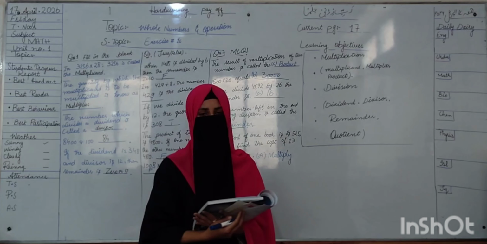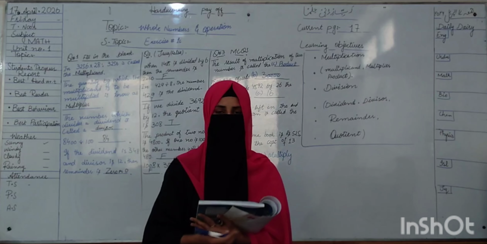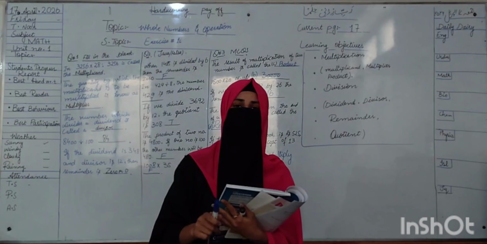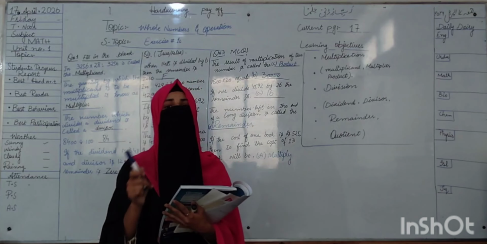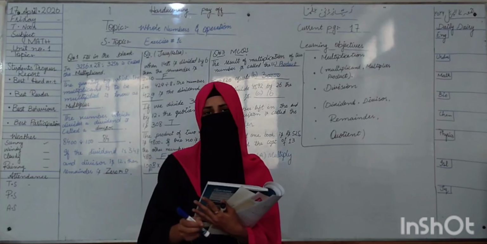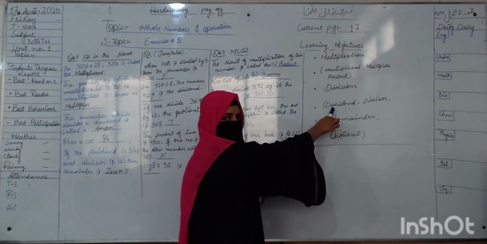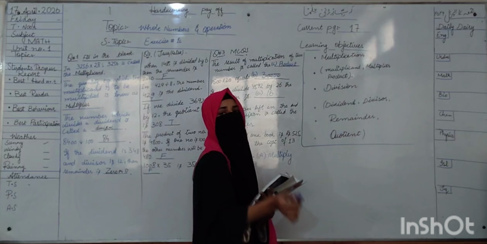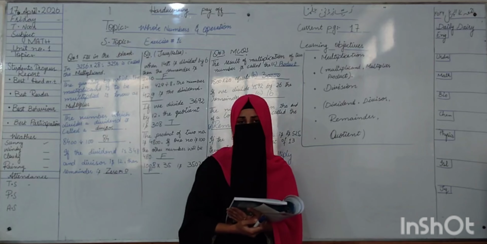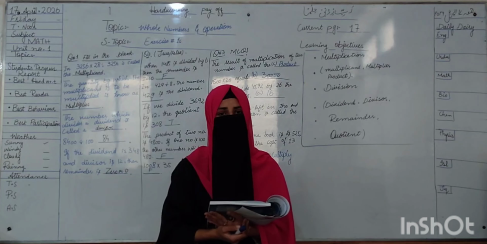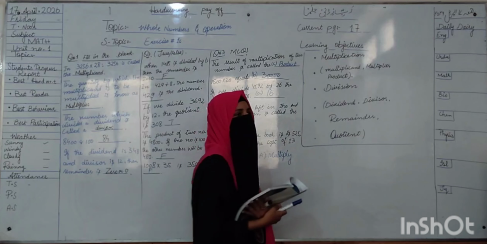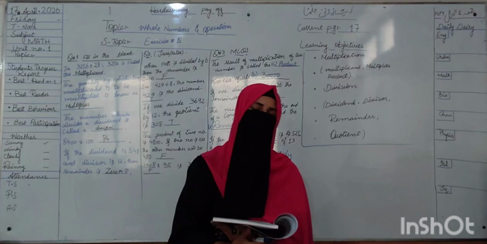Students, the number that is to be divided is called a dividend. The number that we use to divide the dividend is called a divisor, which means the number with which the dividend is divided we call a divisor. The remaining value after division is called a remainder. And the answer of this division is called a quotient.